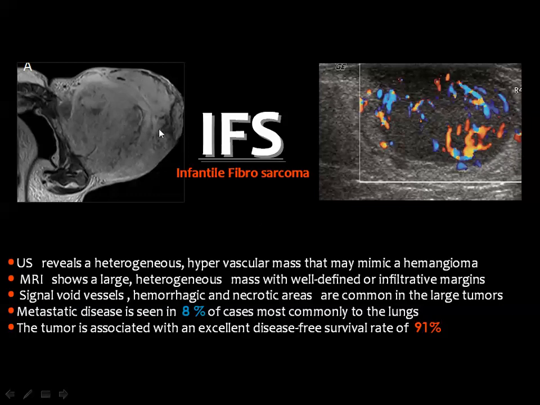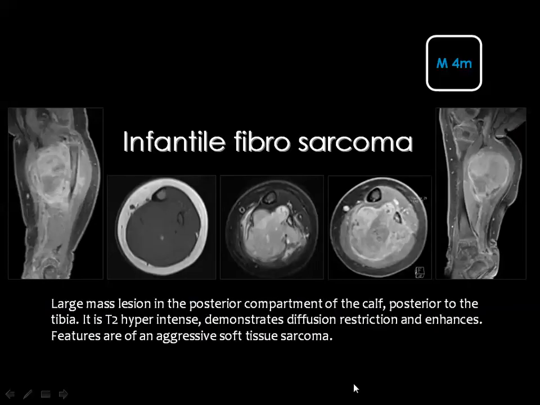You can see multiple dilated tortuous signal void vessels within the tumor and along the periphery of the tumor. Ultrasound will show a heterogeneous hypervascular mass, which is sometimes similar to a hemangioma. An MRI shows a large heterogeneous mass with well-defined infiltrative margin. Multiple signal void vessels, hemorrhage, and necrosis are common. Metastatic disease is seen in 8% of the cases, most commonly to the lung, and the tumor is associated with an excellent disease-free survival rate. This is the major difference between the infantile fibrosarcoma and the adult type.